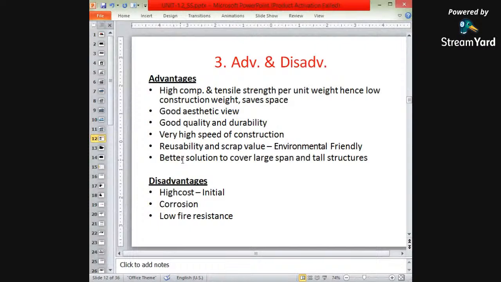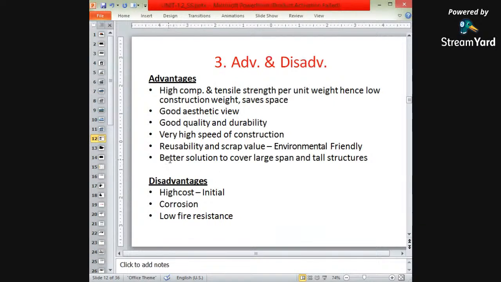And reusability and scrap values. If after some years we are demolishing the structures, we can reuse the scrap materials. In steel structures we can reuse the beams and the columns, or the materials which have been used, as scrap materials, or we can sell those materials and utilize that amount for some other construction works.